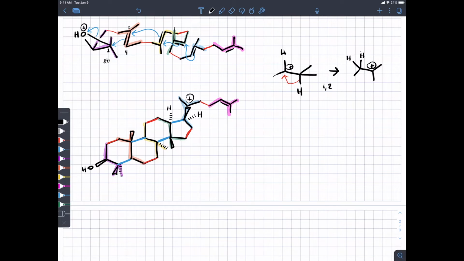That's called a 1,2 hydride shift. And then you were also told that if you have a secondary carbocation adjacent to a quaternary carbon, you can do a 1,2 methyl or alkyl shift, wherein the methyl group leans over, and that converts a less stable secondary carbocation into a more stable tertiary carbocation. That's a 1,2 methyl shift.